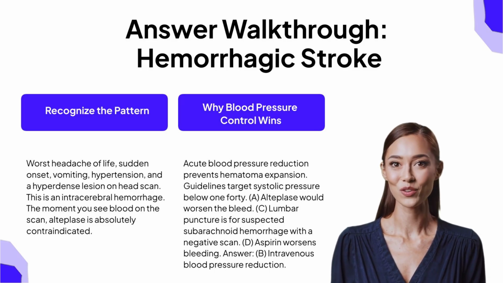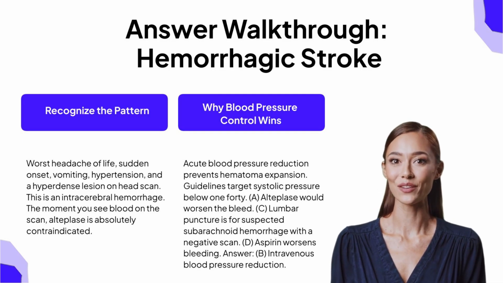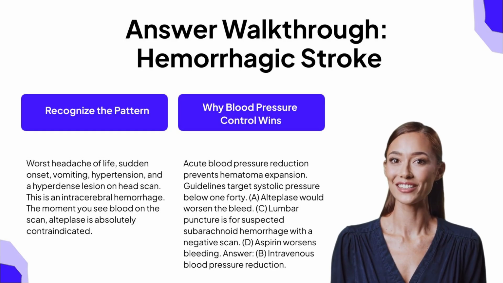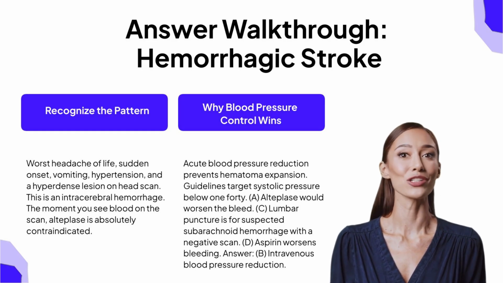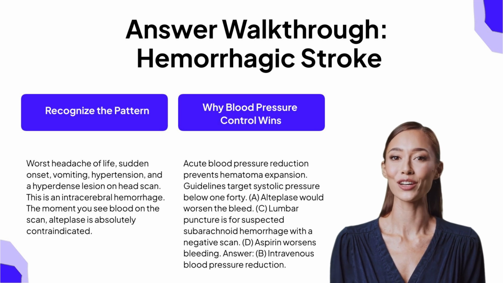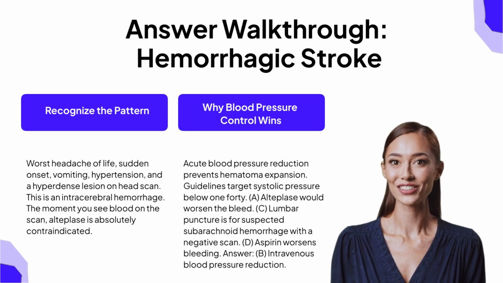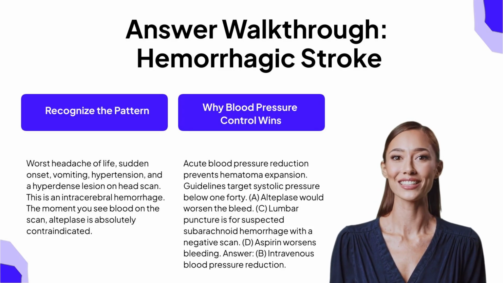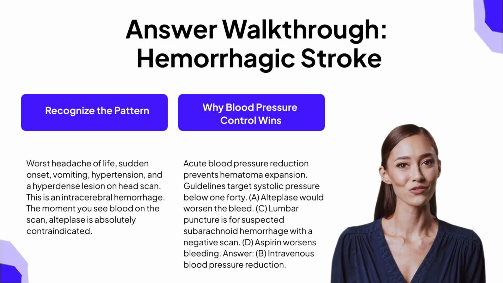And the most critical point is that Alteplase is absolutely contraindicated. If you see blood on the scan, cross off Alteplase immediately. The correct next step is blood pressure reduction. Current guidelines target a systolic pressure below 140 to prevent hematoma expansion. Lumbar puncture would be considered if you suspected subarachnoid hemorrhage with a negative head scan, but this scan is positive. Aspirin would make the bleeding worse. The answer is B, intravenous blood pressure reduction.